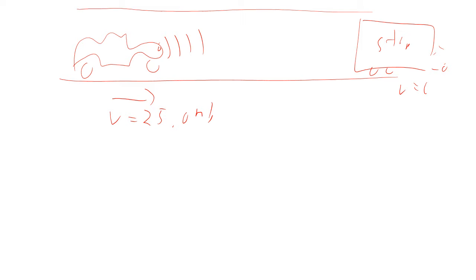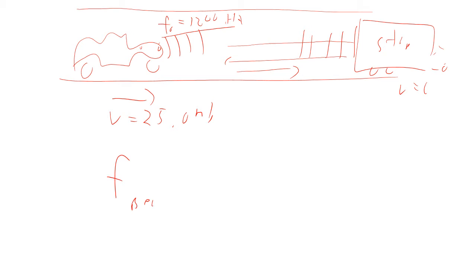Let's say that the initial frequency of the horn is 1200 hertz. So the sound waves are Doppler shifted because the car is moving. They reflect off of the stopped vehicle and come back. And now the driver hears the horn sound plus the reflected sound, and they hear a beat frequency. So the question is, what is the beat frequency that this driver hears?